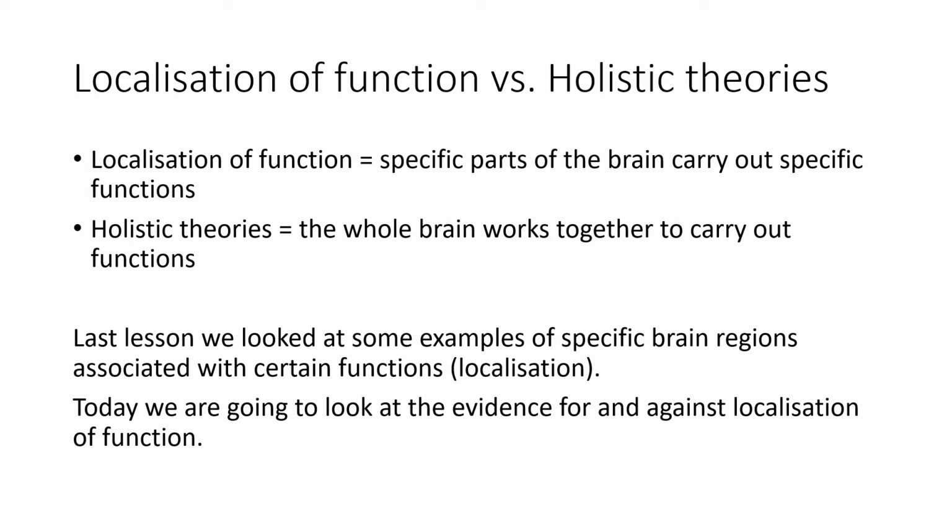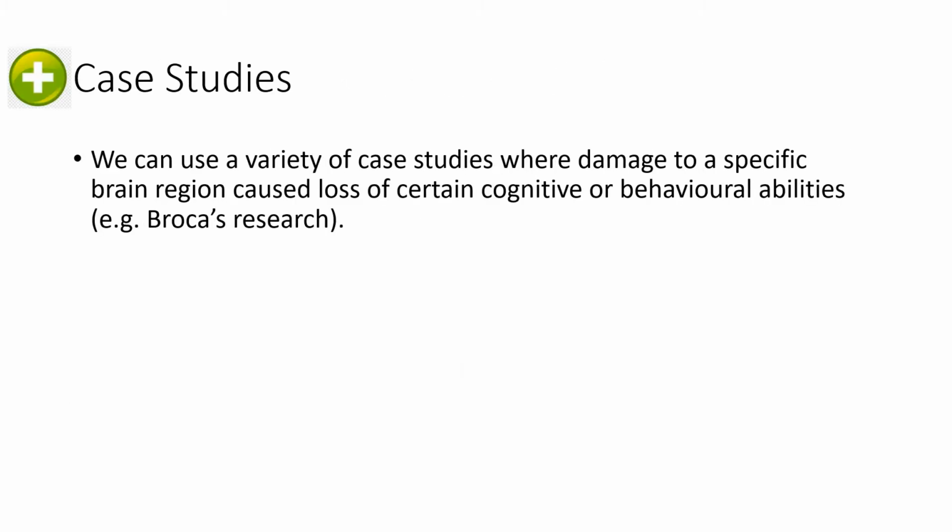Last lesson we looked at some examples of the specific brain regions associated with certain functions, so some examples of localization, such as Broca's and Wernicke's area. And today we're going to look at the evidence for and against localization of function. We can use a variety of case studies where damage to a very specific brain region causes loss of certain cognitive or behavioural abilities.